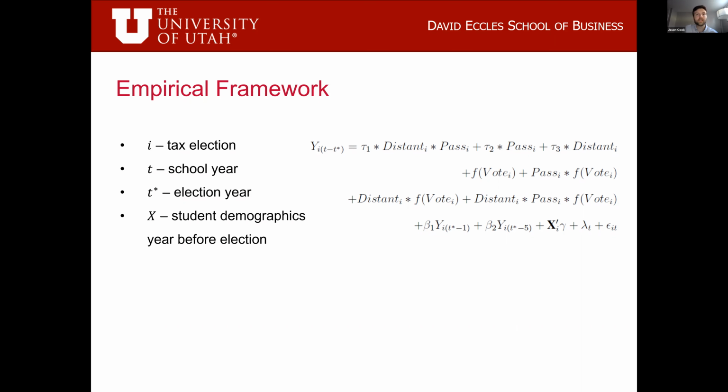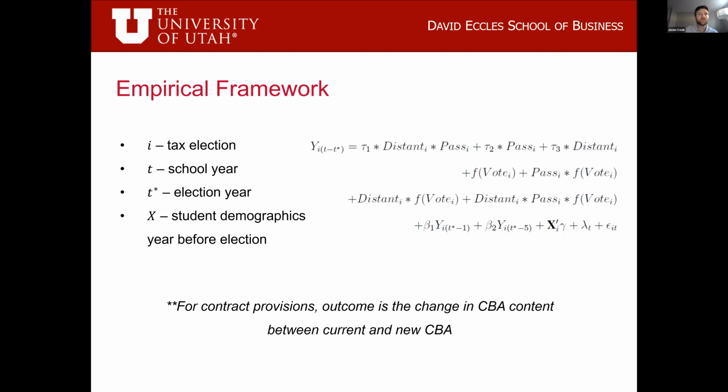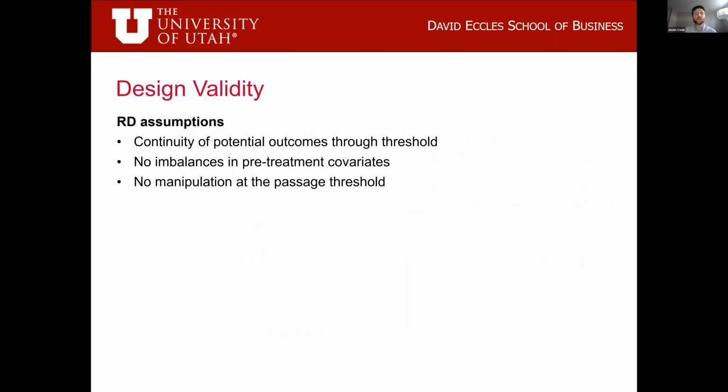We control for baseline student demographics and lagged outcomes just to help reduce residual variation. And then for contract provisions, we're looking at how the text is changing between the current provision and the previous one.